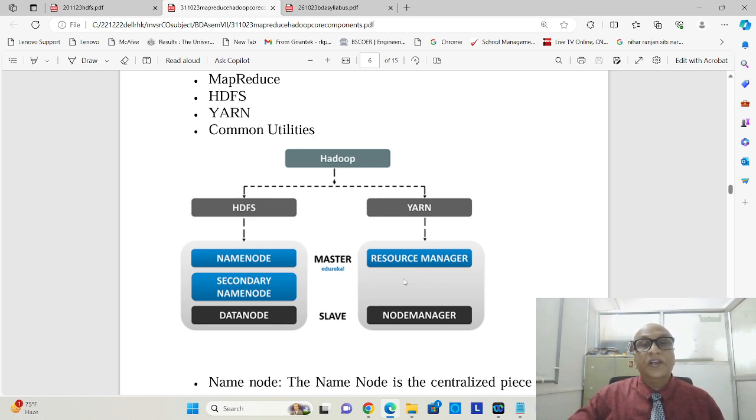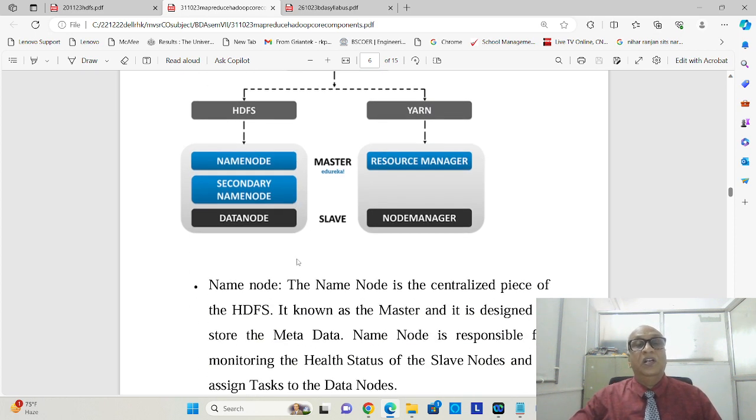So if you look here, the resource manager and the name node can be on the same machine, and you can have multiple data nodes. But it also may happen that in the actual scenario, the resource manager may be on a separate server and the name node may be on a separate server. Okay. So this was how your machines are divided into name node and data nodes.